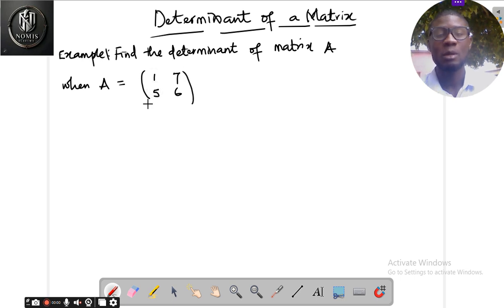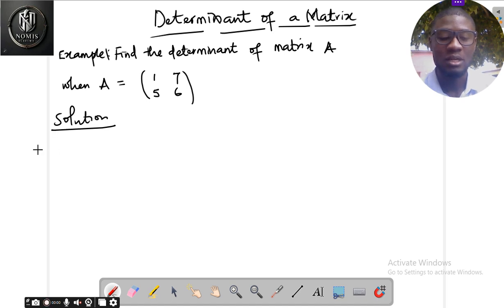You remember what type of matrix is this? This is 2 by 2 matrix, and we can also call it a squared matrix. So when we have a squared matrix, or we have 2 by 2 matrix, how do we find the determinant? The determinant will be as solved below.